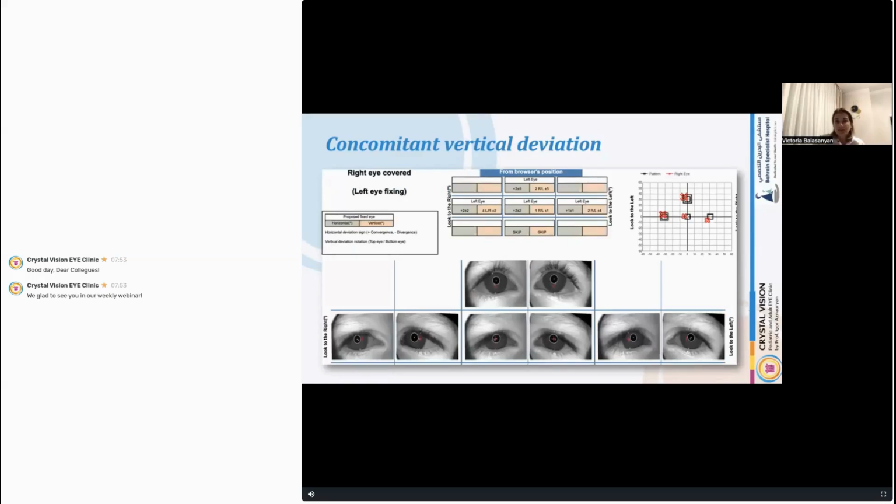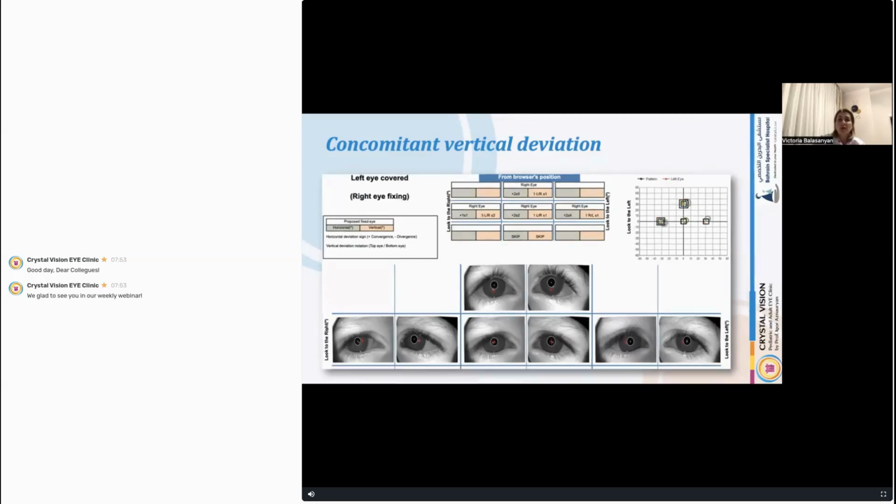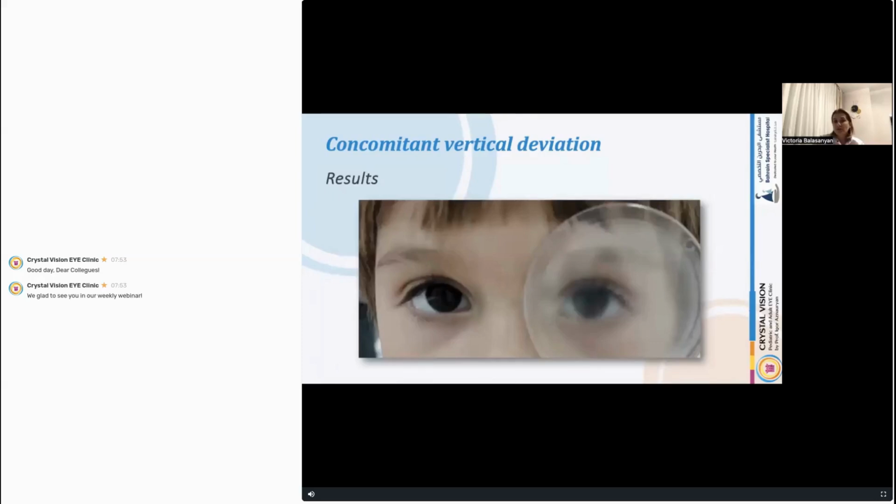A good result was achieved after just one surgery. As you can see on this report, when the right eye is covered, there is no upward deviation. Meanwhile, the left eye doesn't move downward in response to provoking anymore. This is how our patient looks after undergoing surgery for vertical strabismus.